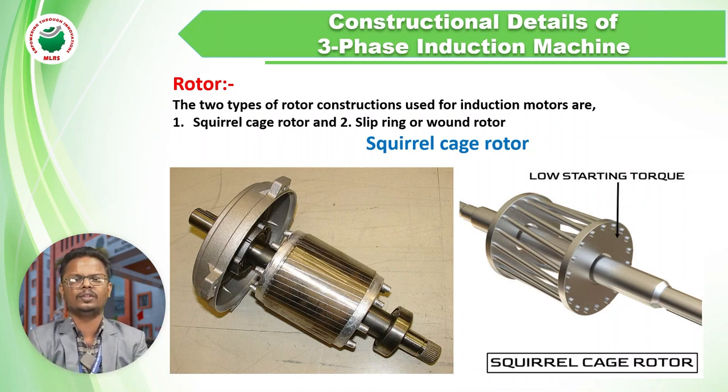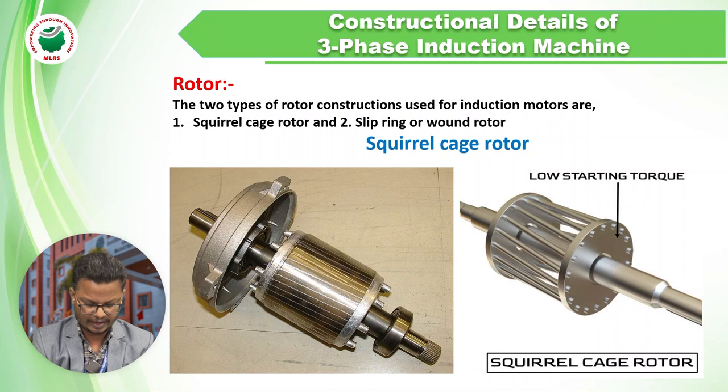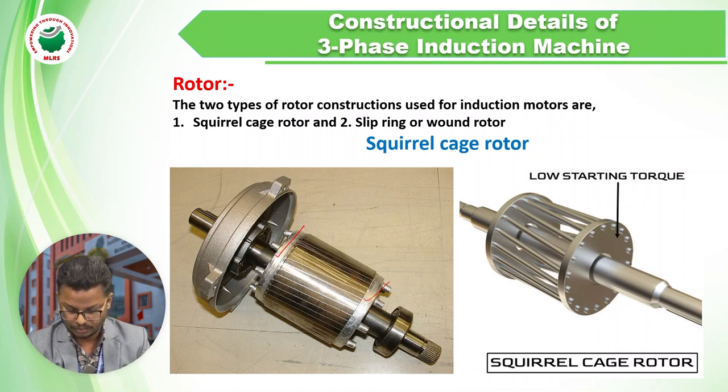So here we are using the bars. If you observe, this is a real-time picture. These are the end rings, and in between the end rings we have the bars. If the core is removed, as in the figure beside it, it will look like a cage.